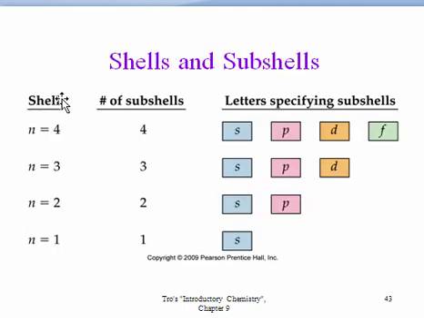Now, I use the term energy level and shell interchangeably, but let's look at how this works. We look at our first energy level, all we have is an S subshell that can hold 2 electrons, maximum number of electrons in this energy level or shell. Second shell, I have an S and a P subshell. The S can hold 2, the P can hold 6. 2 plus 6 is 8.